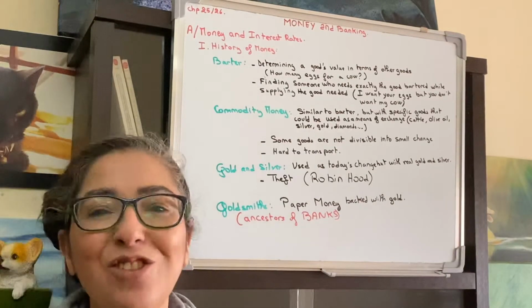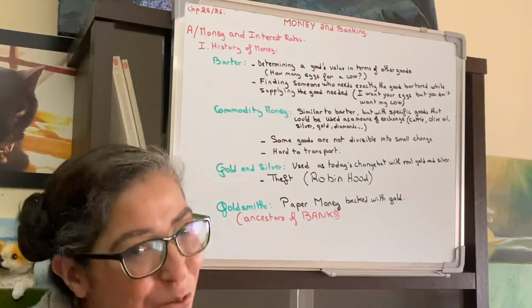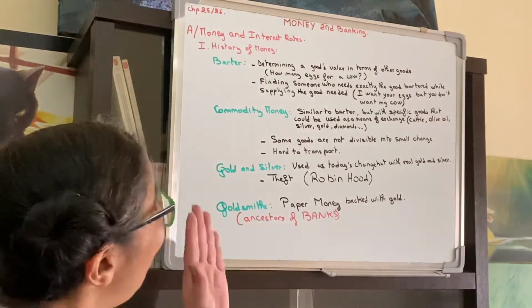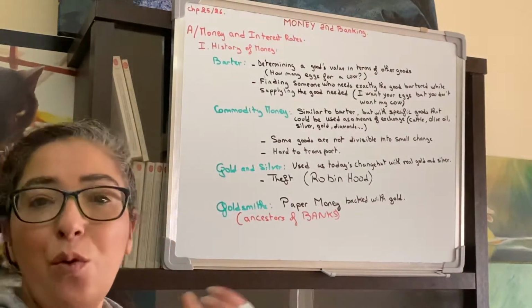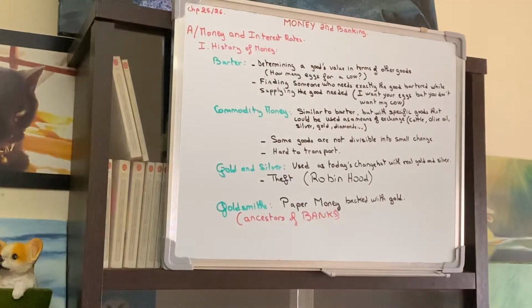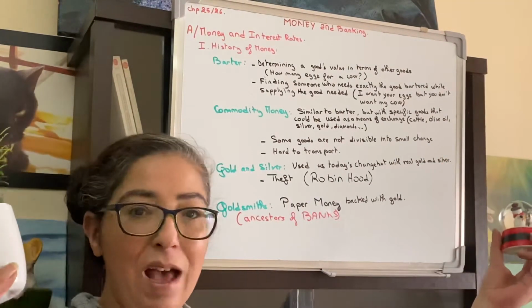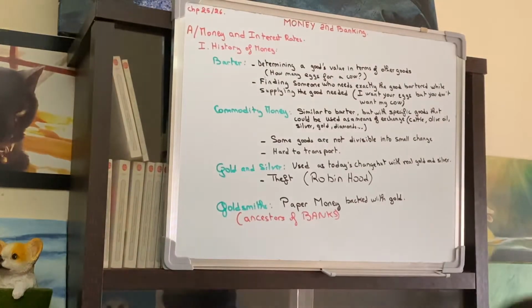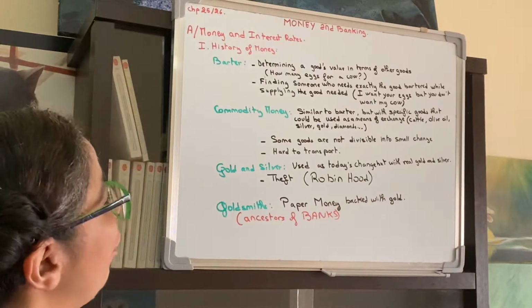First, history of money. Before the money you know right now, there were other types of money. The first one was barter. Barter simply means we would exchange a good for another good. Example: I have this, you have that, and then we exchange them. No real money involved. Simply exchanging goods for other goods.